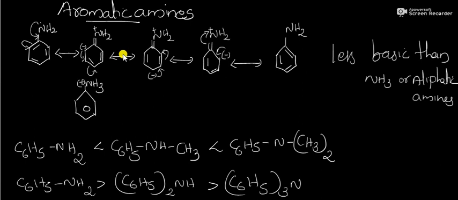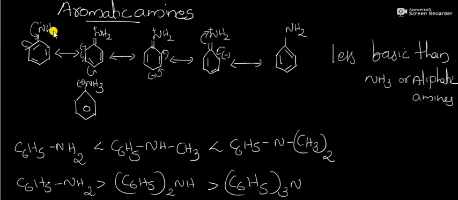And what will be the reason for the lower basicity of aromatic amines? This is aniline, an aromatic amine, which is less basic than aliphatic amines. Why? The NH2 group has a plus M effect, that is, it is an electron donating substituent; that is, it donates electrons to the ring, that is the plus M effect.